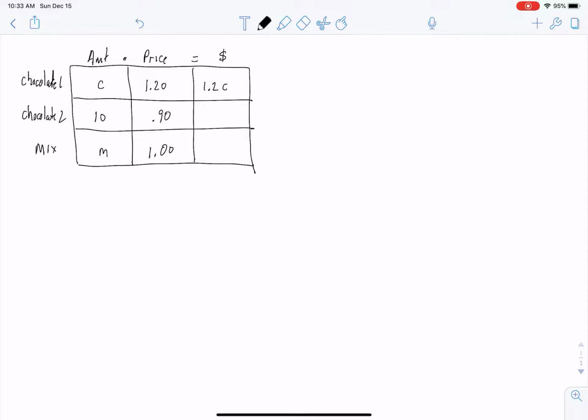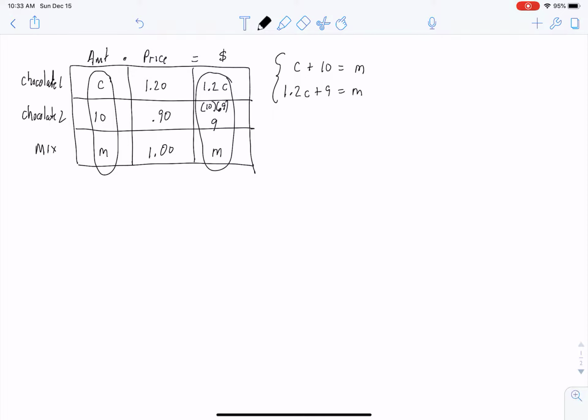So this is 1.2C. This is 0.9. This is 10 times 0.9, which is 9, right? And then this is 1 times M, which is M, right? And our two equations always come from the two columns. So the first one is C plus 10 equals M. And the second one is 1.2C plus 9 equals M.